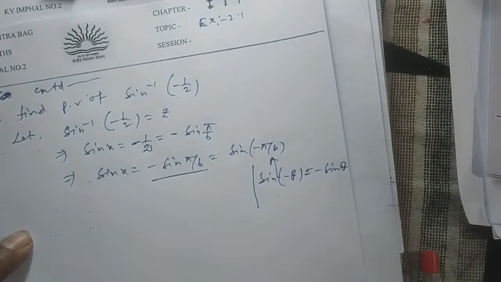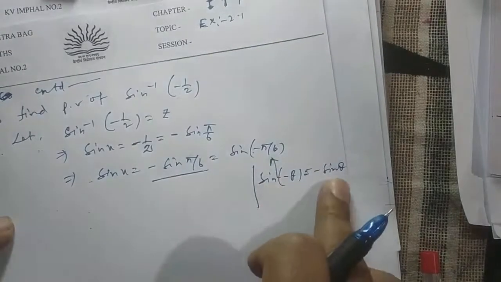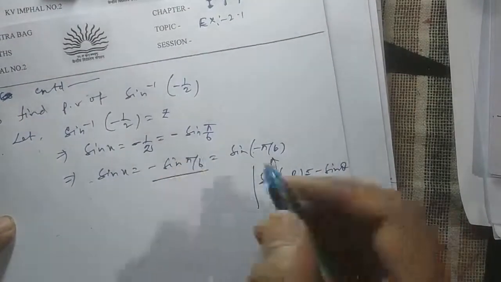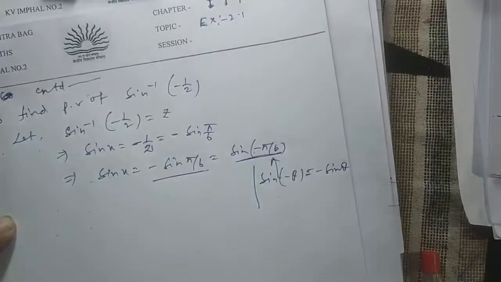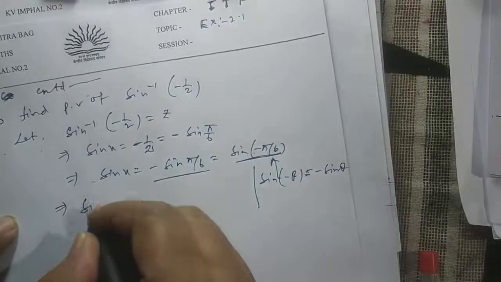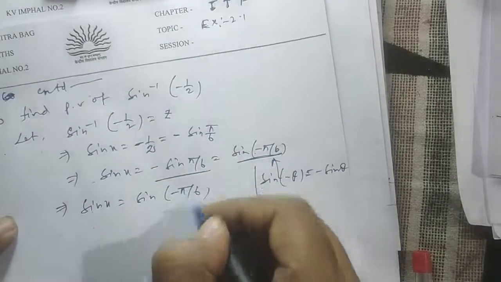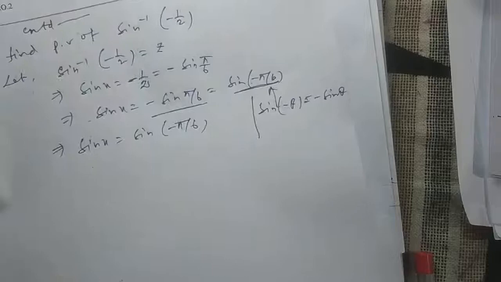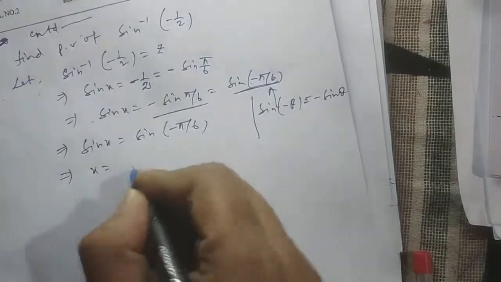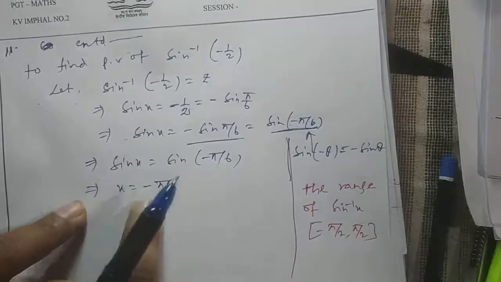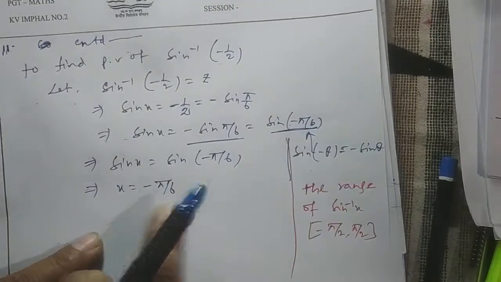Okay, because you know sin of minus theta is minus sin theta, so we can say this minus sin pi by 6 can be written as sin of minus pi by 6. So ultimately we have got sin x equal to sin minus pi by 6, correct? So on comparing, we can say x equal to minus pi by 6.